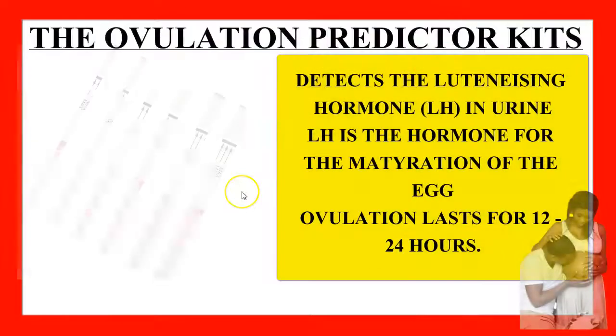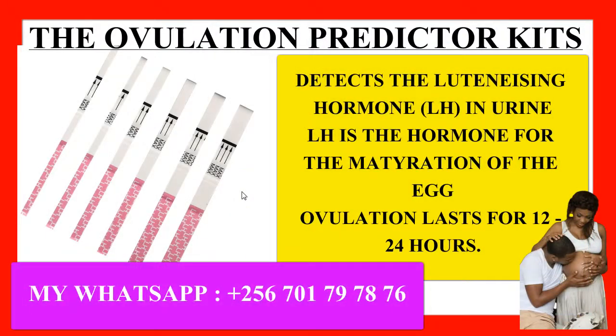How to use the ovulation predictor kits to determine the period when you are most likely to get pregnant. So in this video today, we are going to learn how you can use the ovulation predictor kits to determine that specific period when you are most likely to get pregnant. The ovulation predictor kits are specifically small testing strips designed to determine when you are most likely to be pregnant or when you are most likely to go into ovulation.